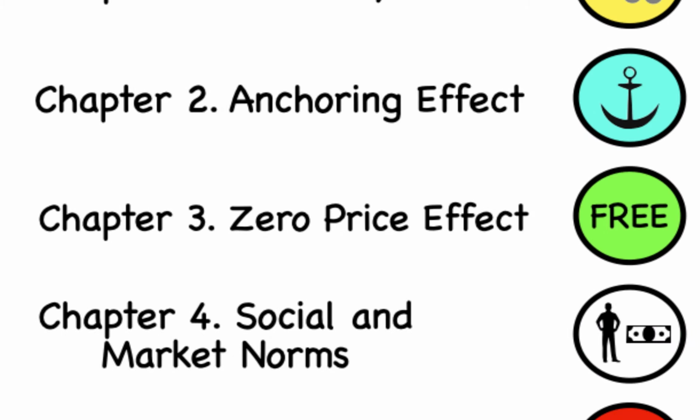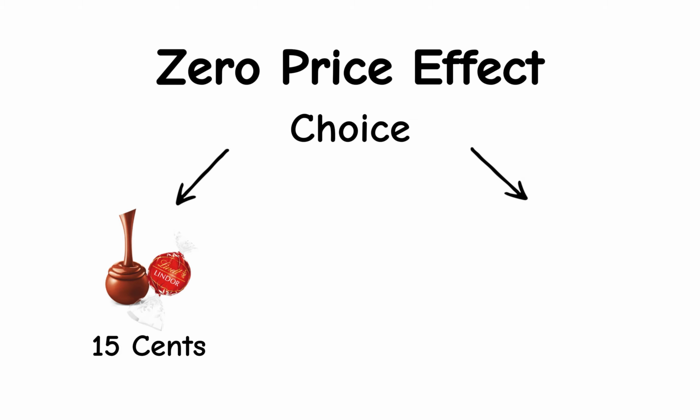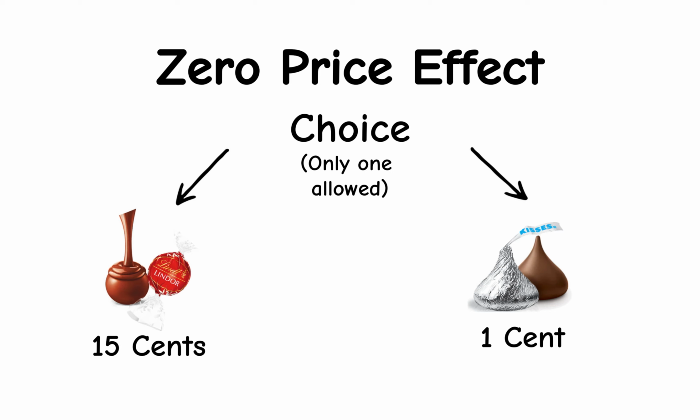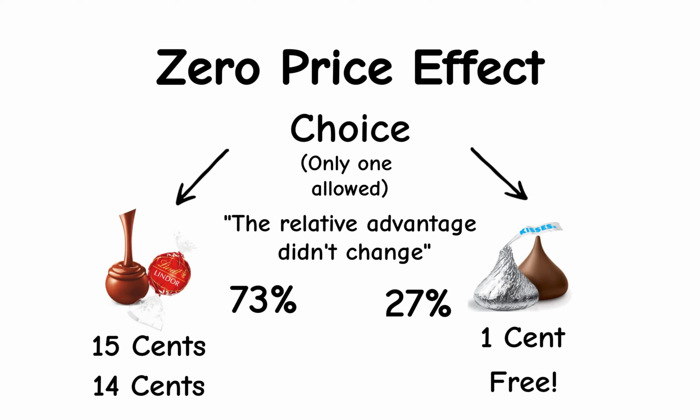Zero price effect. Some people were presented a choice to buy a Lindt truffle for 15 cents or a Hershey's Kiss for 1 cent. But they could only choose one of the options. About 73% of them chose the truffle, and 27% chose a kiss. Then the prices of each option were reduced by 1 cent. Standard economic theory tells us that the results shouldn't change. But now 69% of people chose the free option, and only 31% chose the truffle.